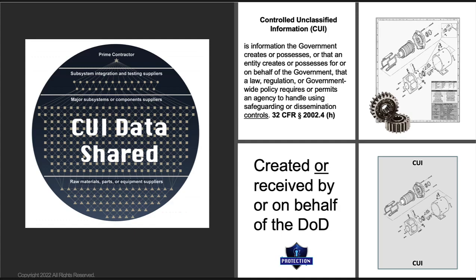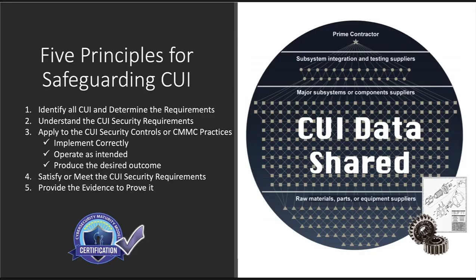And remember that CUI may or may not be properly marked. It may not be marked at all. But if the information qualifies as CUI, regardless of whether it's properly marked, then we must meet our obligations related to those requirements, as we learned in the CUI fundamentals course. So now we're going to learn about the five principles for safeguarding CUI. And these principles we're going to apply to the controlled and classified information that we receive in performance of the contract or we develop in performance of the contract.